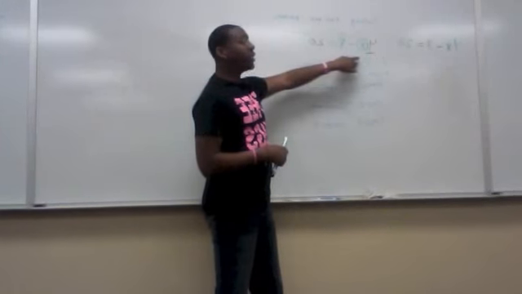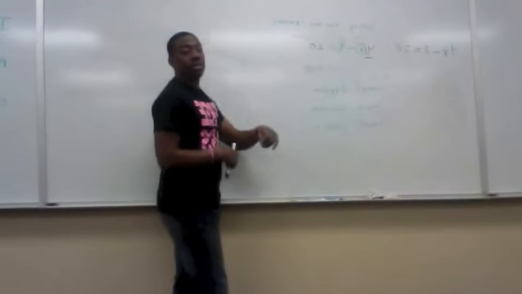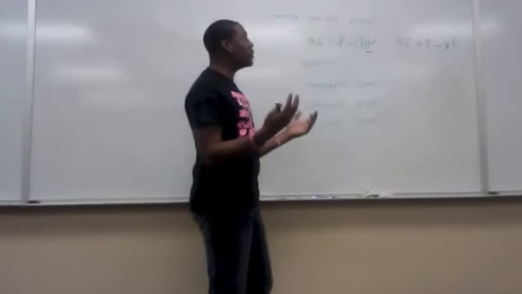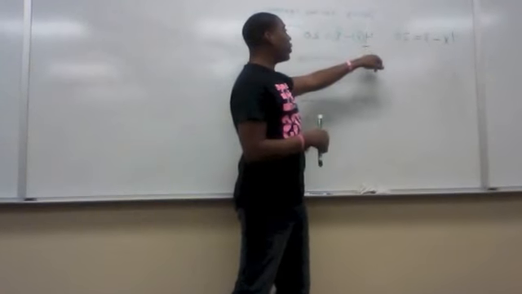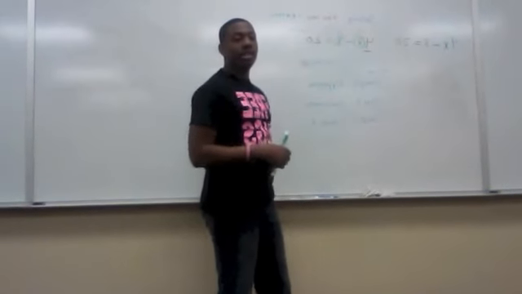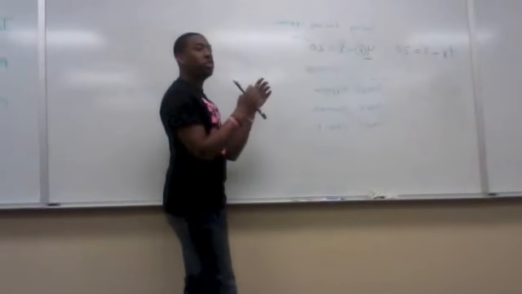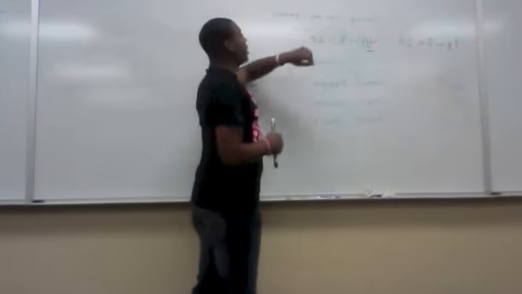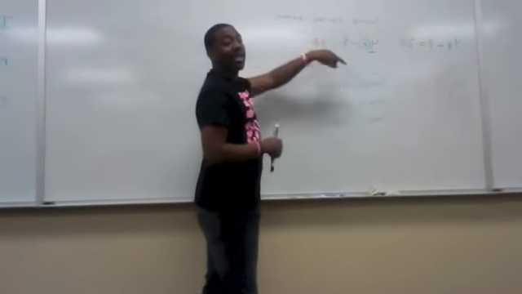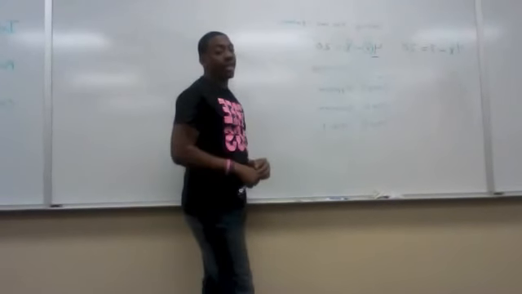X is a variable. The variable is the unknown. That's the number we're trying to solve for. The 4 in front of the x is the coefficient. It gives value to the unknown. The constant is the number that stands alone away from everything else.